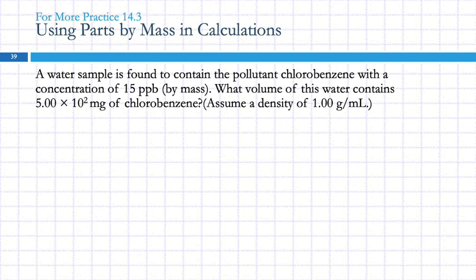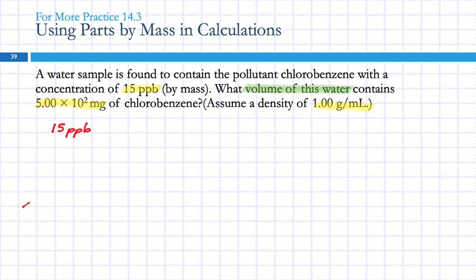A water sample is found to contain the pollutant chlorobenzene, at a concentration of 15 ppb by mass. What volume of this water contains 5.00 times 10 to the 2 milligrams of chlorobenzene? Assume a density of 1.00 grams per milliliter. So again, let's find the numbers that were given and the question that we're being asked. We want a volume of water.